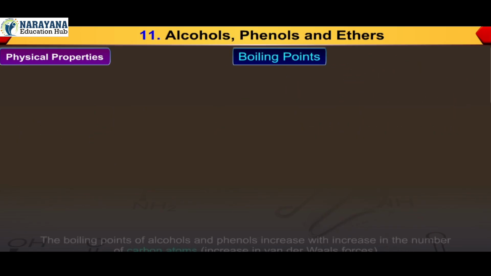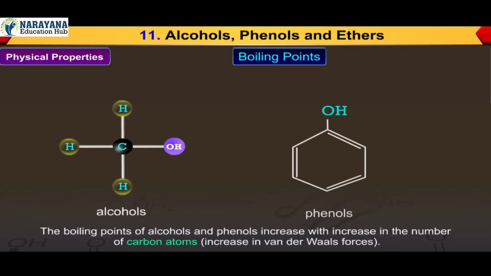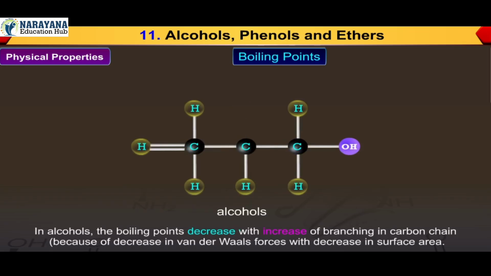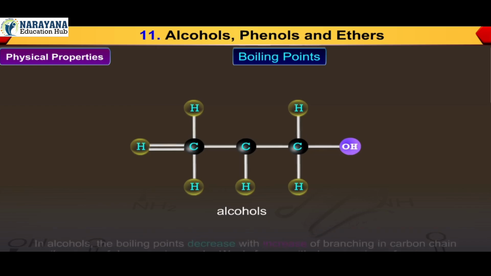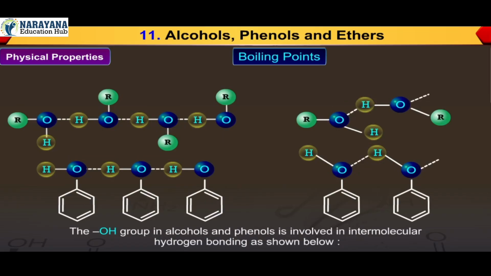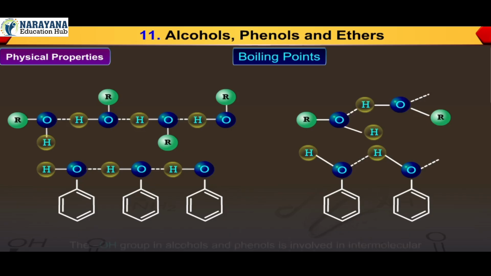Boiling points. The boiling points of alcohols and phenols increase with increase in the number of carbon atoms, that is, increase in van der Waals forces. In alcohols, the boiling points decrease with increase of branching in the carbon chain, because of decrease in van der Waals forces with decrease in surface area. The -OH group in alcohols and phenols is involved in intermolecular hydrogen bonding as shown below.